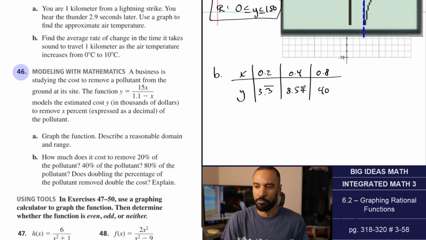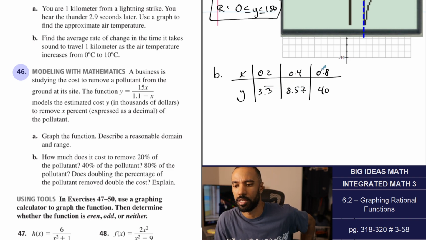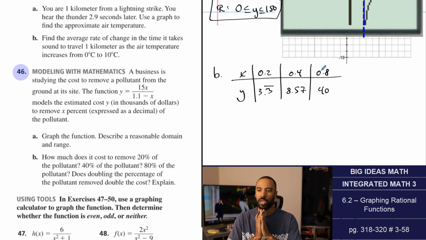So it doesn't look like it's doubling, but 3.3 repeating. Some weird decimal, 8.57. I was going to say that might be a fraction. This might be 8 4/7. I don't know for sure, but it might be. Anyway, so there are the numbers.